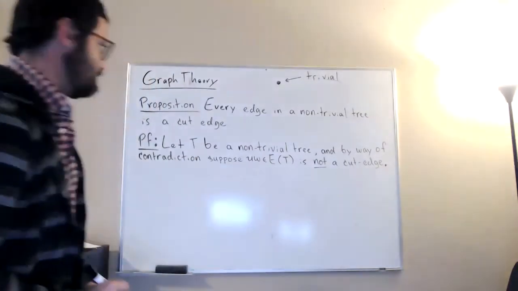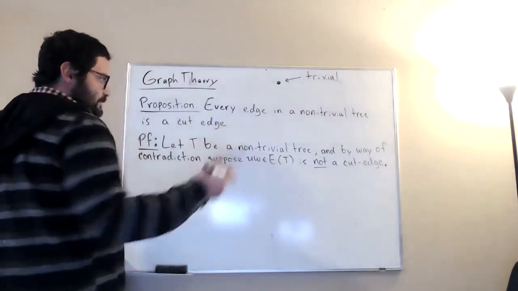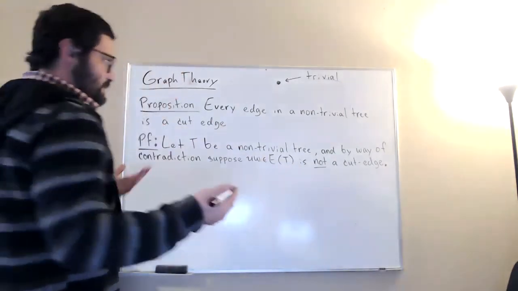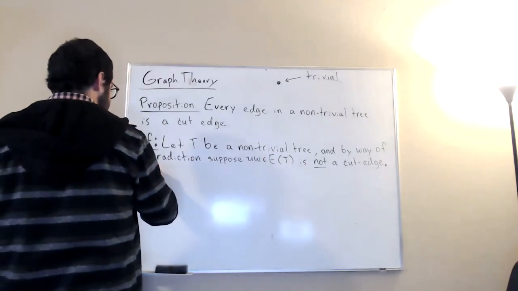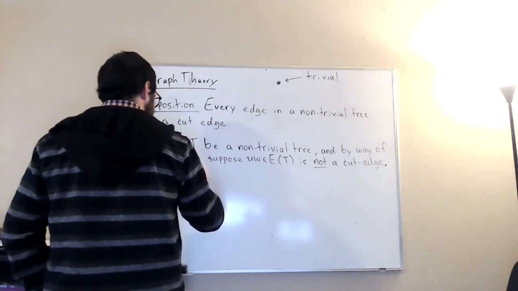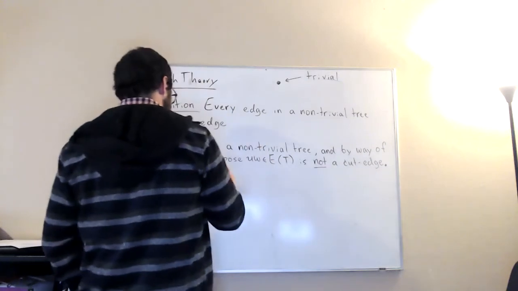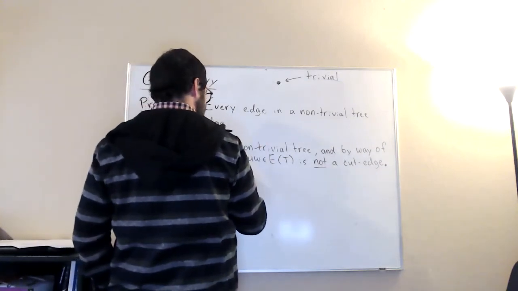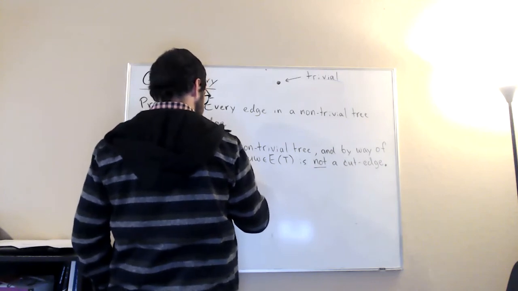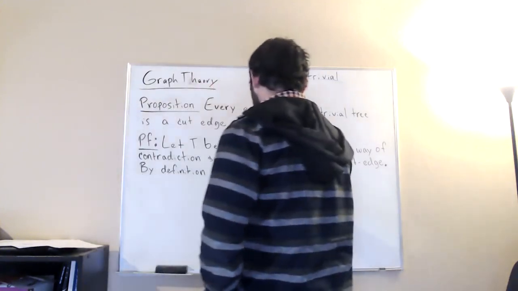Okay? So then we could say, by definition, if it's not a cut edge, we remove it, and it's still connected. So by definition, T minus UW is connected.